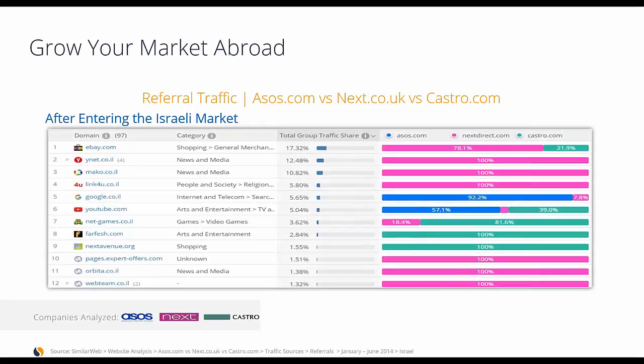And so this is after entering the Israeli market. ASOS and Next, these huge players from the UK, are now selling clothes in Israel. They're advertising on the top sites, and they're making it much more difficult for the local players because they have the same sort of local intelligence, using market intelligence.